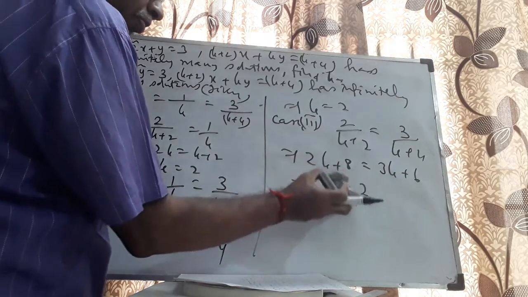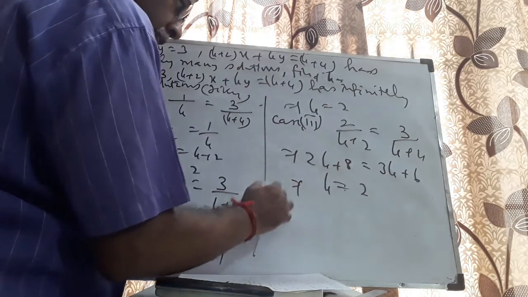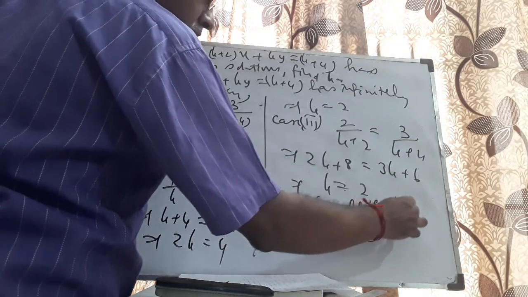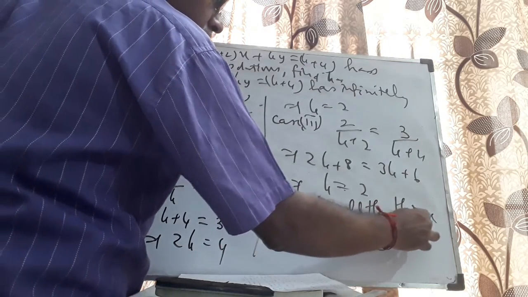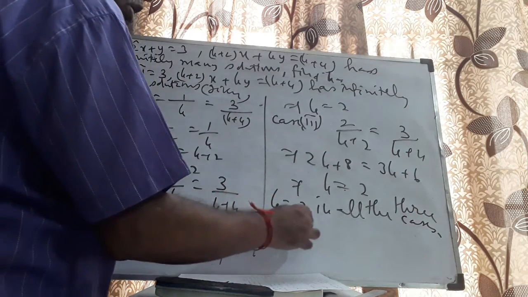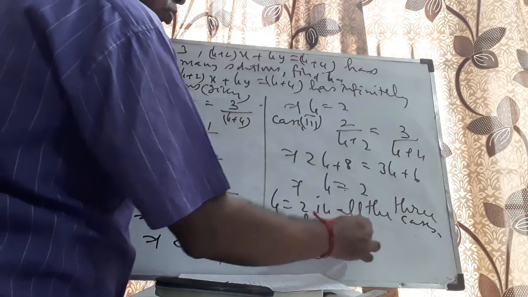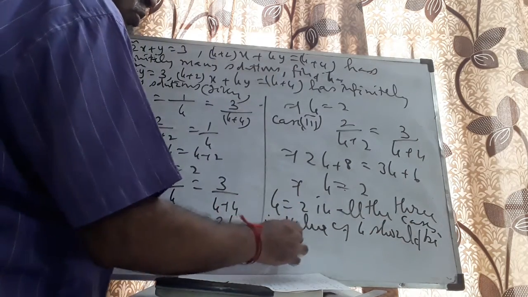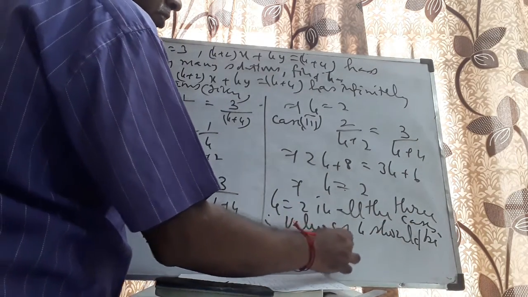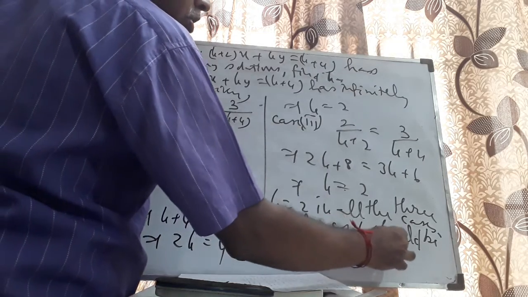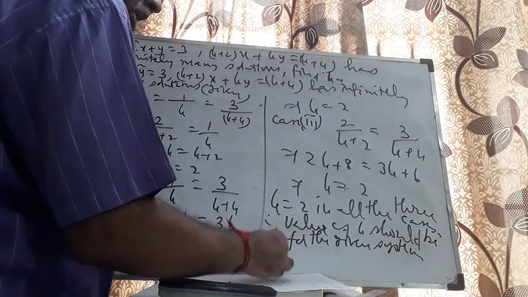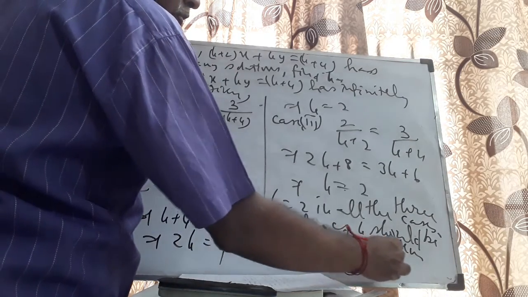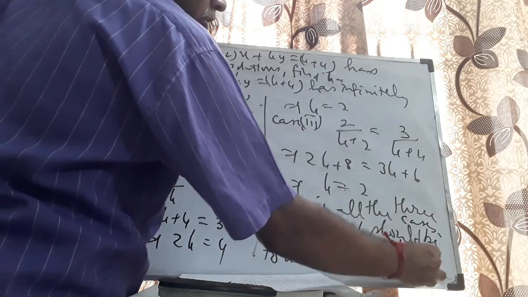Common value of k is equal to 2 in all the three cases. Therefore, the value of k should be 2 for the given system to have infinitely many solutions.